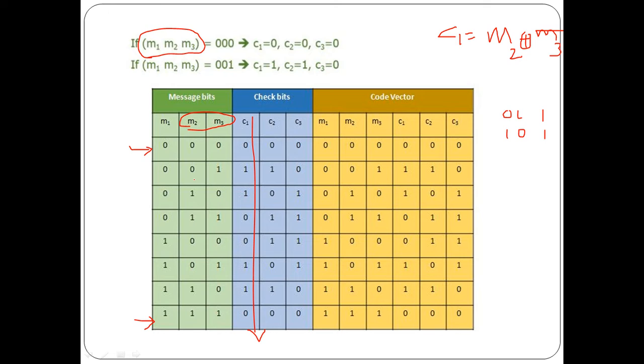So here, first for 0 0: 0 XOR 0, output is 0. 0 XOR 1, as I told you, the output is 1. 1 XOR 0, output is 1. 1 XOR 1, as I already told you, an even number of ones gives output 0. Then 0 XOR 0 is 0, 0 XOR 1 is 1, 1 XOR 0 is 1, and 1 XOR 1 is 0. Likewise, I can find C1.